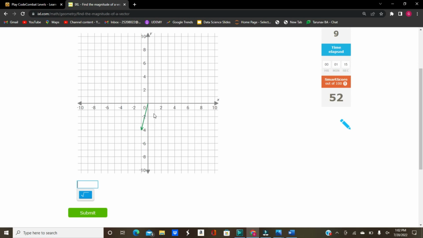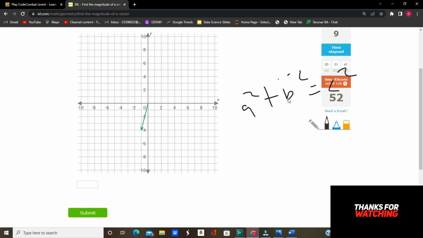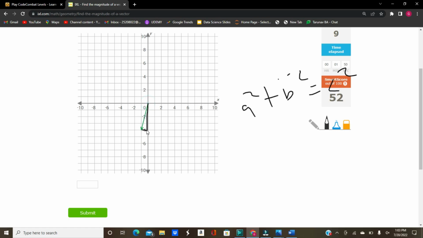And what is this? You might be thinking, how do I find the length of this vector? Well, if you study algebra or pre-algebra, you might be familiar with the Pythagorean theorem. The Pythagorean theorem is a squared plus b squared equals c squared. Basically, the squares of the two legs of a right triangle add up to the square of the hypotenuse. So this is the hypotenuse, and these two are the legs. And you might be thinking, where's the triangle? If we just draw it, we have a triangle, and since the two lines are perpendicular, it creates a right angle. So this is 1 unit long, and this is 4 units long.